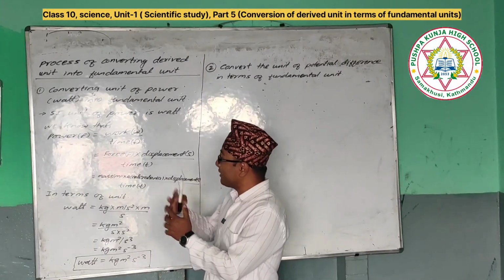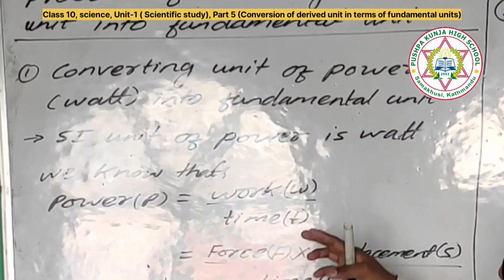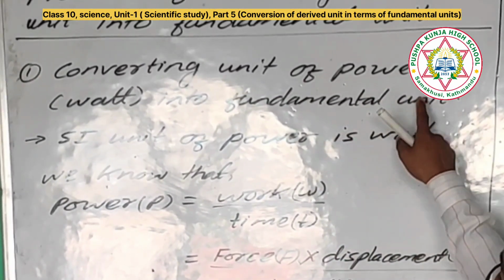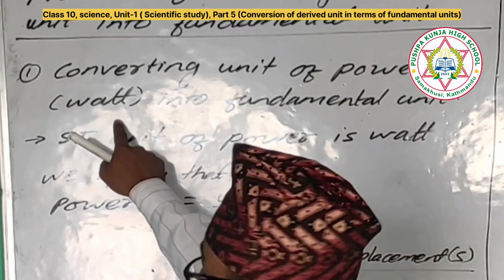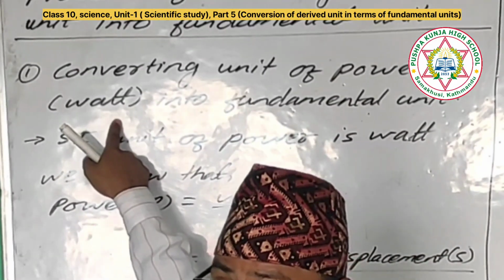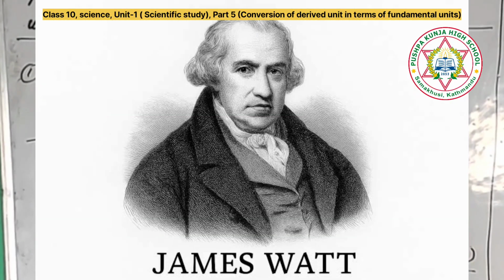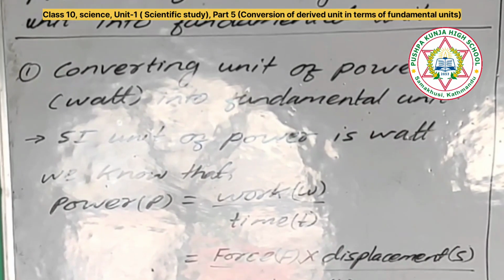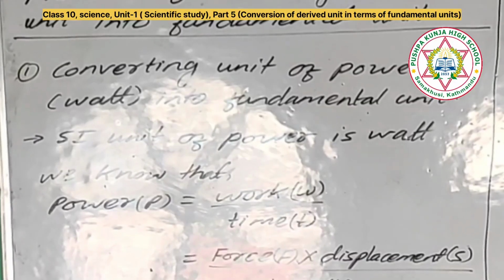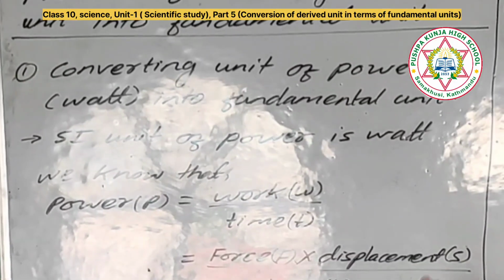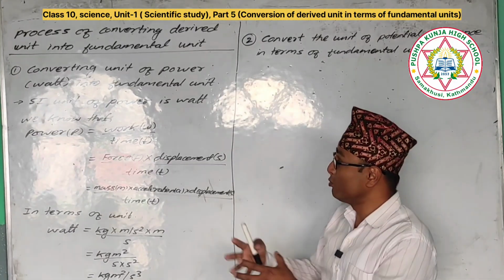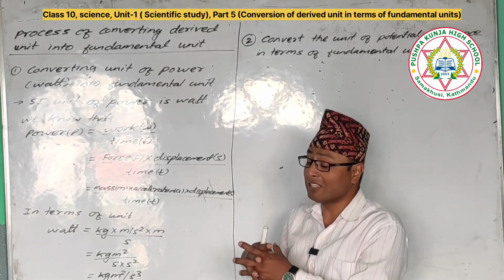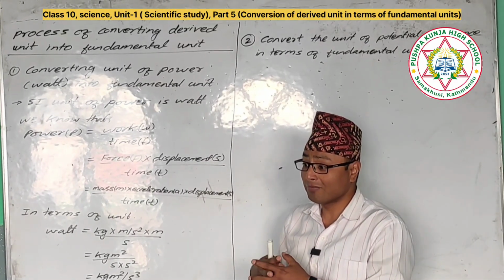So derived units are derived from fundamental units. If you are asked to convert the unit of power, that is what? What is the name of the scientist? Okay, James Watt. Derived units are made by the combination of fundamental units, and they are very long. So to make them short, the scientist's name is given, like Watt, Newton, Kelvin. These are all names of scientists.